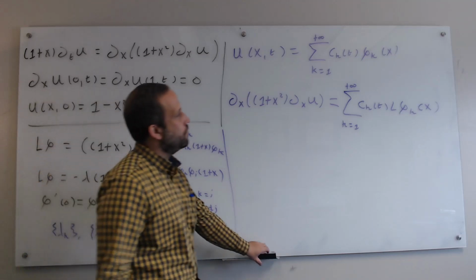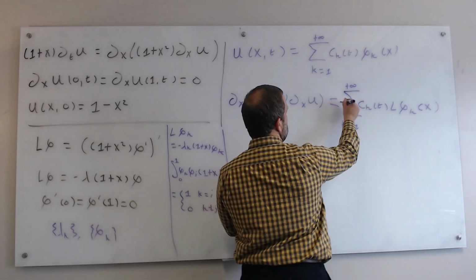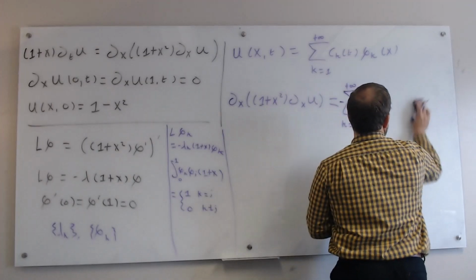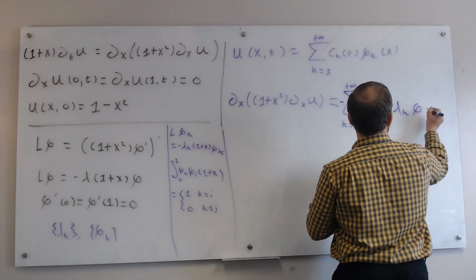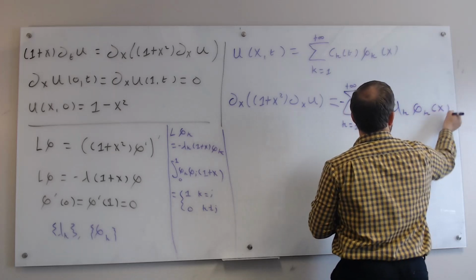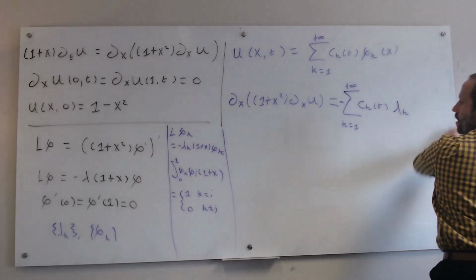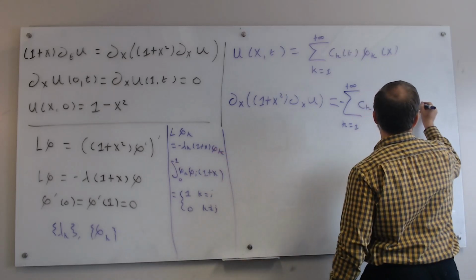Okay, well, what is L phi? Well, L phi k is minus lambda k phi k of x times 1 plus x.